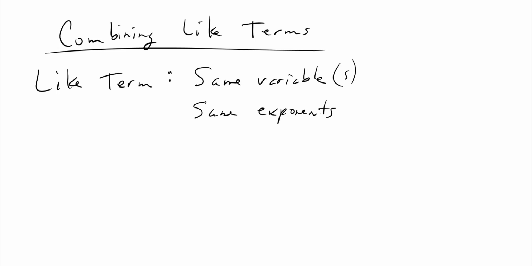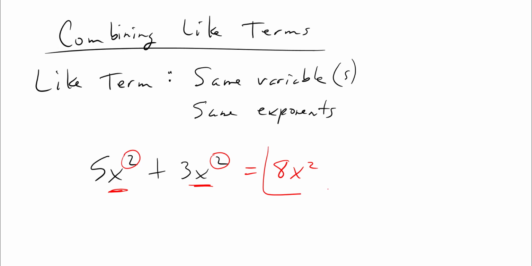So this is what I mean. Let's start out with a really basic one. If I said 5x squared plus 3x squared, these are like terms, okay, because it's the same variable and it's the same exponent. So think about it. If I have 5 x squareds and I hand you 3 more x squareds, how many x squareds do you have? You have 8 x squareds.